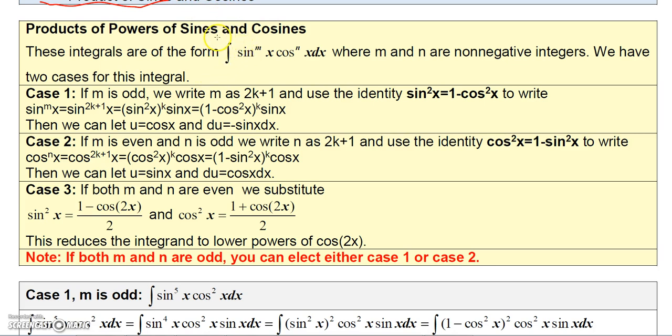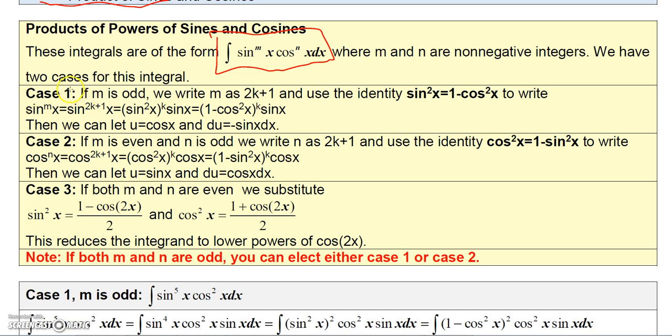So let's suppose that we have an integral where you're integrating the sine of x to a power times the cosine of x to another power. Now let's let m be the power of the sine function and n be the power of the cosine function. Okay, so here's what the rule is.